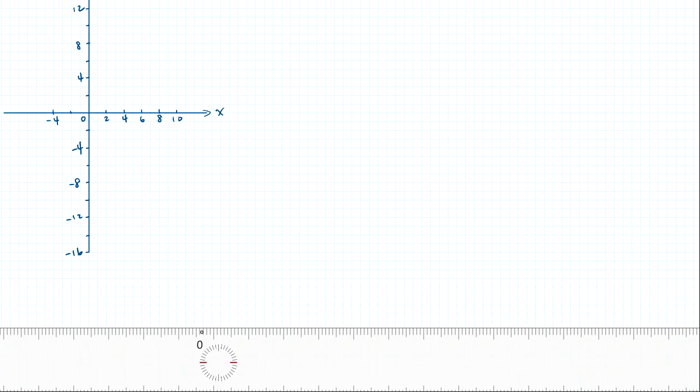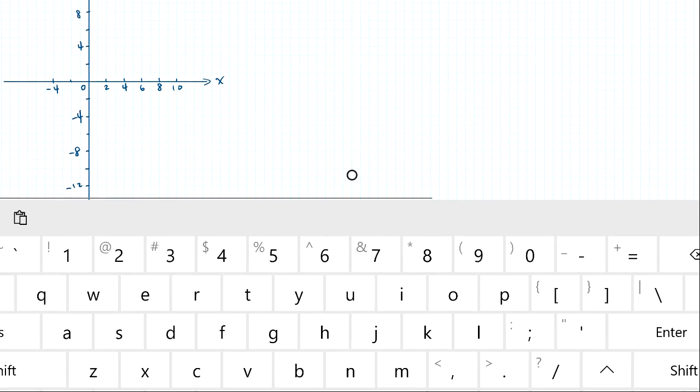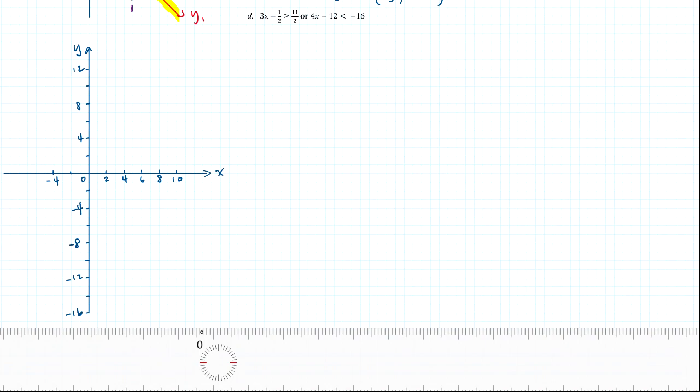Alright, so now going back to my equation, I had 3x minus 1/2 is greater than or equal to 11 over 2. So I can let my y1 equal 3x minus 1/2 and y2 equals 4x plus 12, with the slope being integers over here. So it's 3 over 1, and the y-intercept is (0, -1/2). Then for the second line, the slope is 4 over 1, with the y-intercept being (0, 12).